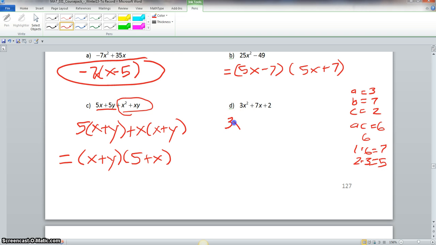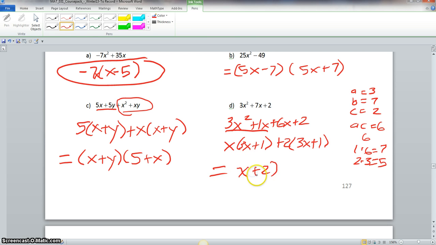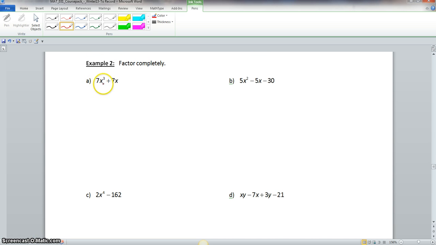So now we will have 3x squared plus 1x plus 6x plus 2, because we substitute in 1x and 6x for the 7x. We group the first two terms. We can factor out an x, and we'll be left with 3x plus 1. The second two terms, we can factor out a 2, and we'll be left with 3x plus 1 in the parentheses. The two parentheses match up, so our final answer is x plus 2 and 3x plus 1. And that is it.